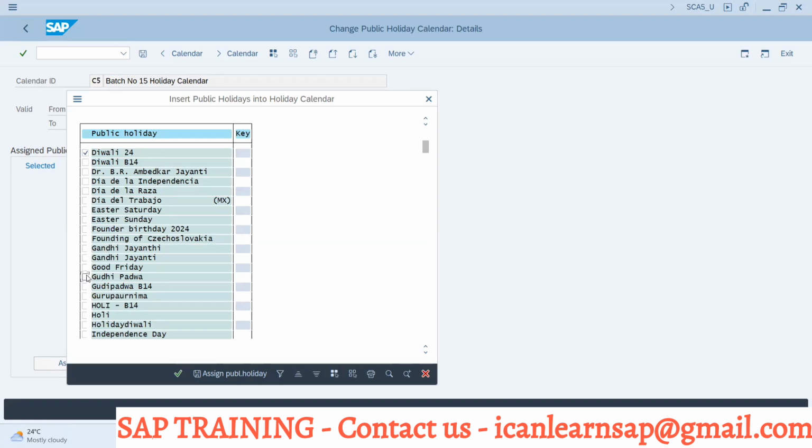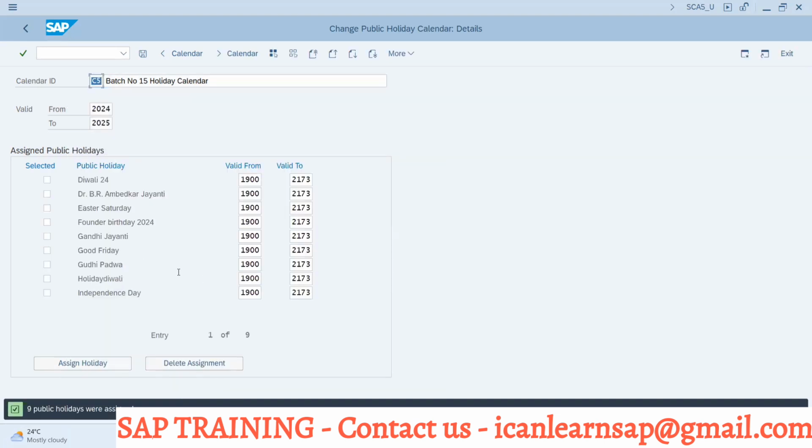Let's take some: Gudi Padwa is there, Good Friday, Gandhi Jayanti. Suppose we have created all of this. Independence Day, Easter Sunday, founder birthday 24, something like that. And we can select all and assign public holidays. So we have assigned all public holidays, right? Clear? Now we have to give a valid date. These are valid in 2024 to 2025. Okay. Clear?